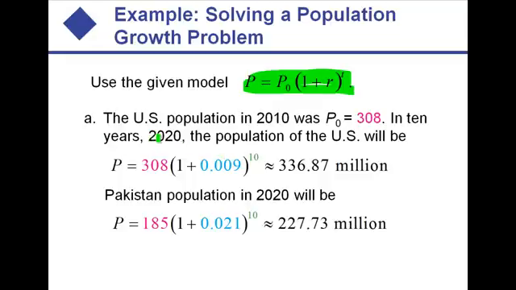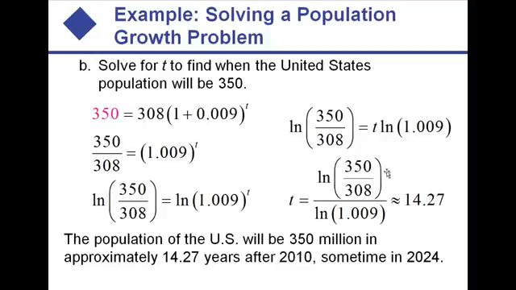In 10 years, in 2020, the population will be the initial amount, there's our R, and then T is 10 because this number 308 comes from 2010. So that means T sub 0 is 2010, right? This is T equals 0. So this becomes T equals 10. And we get a simple answer there. Do the same thing with Pakistan. We just used their initial population in 2010 and then their growth rate and get their answer. Pretty straightforward, pretty easy ones. Okay, what about solving for a particular time?